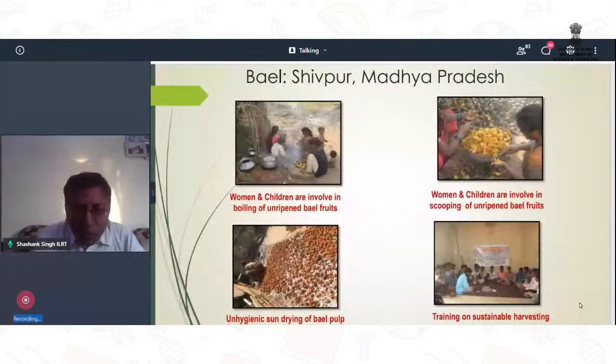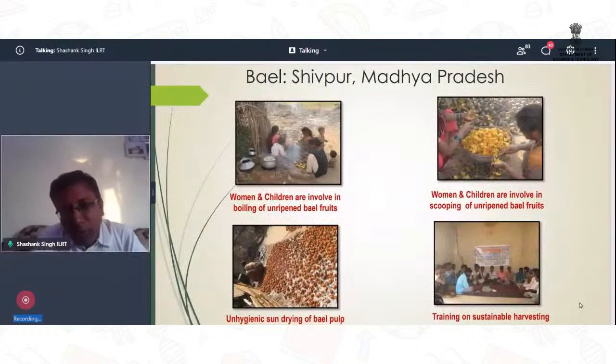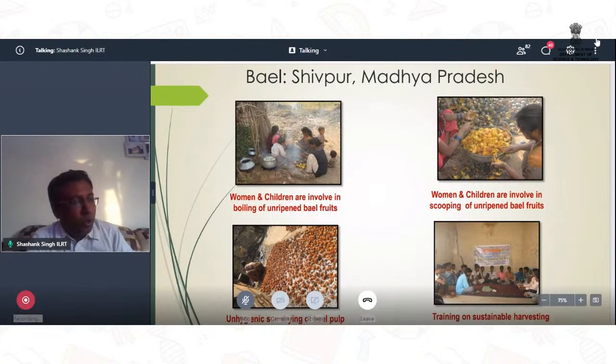Here is another very good example, good work done by Madhya Pradesh Vigyan Sabha, our partners in Madhya Pradesh. Bale, as we know, is in the northern part of Madhya Pradesh. It is available in forests, and the tribal Saharia community, a PVTG community, uses it in a traditional manner, but that is very unhygienic. So Madhya Pradesh Vigyan Sabha, with the support of DST, took up action research to train the Saharia community. Next slide, please.